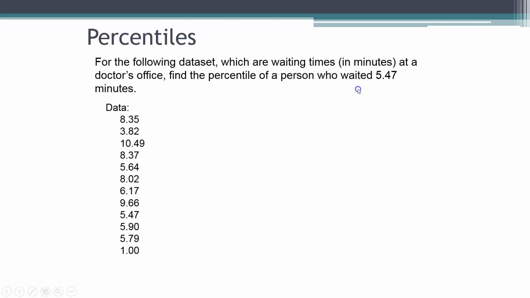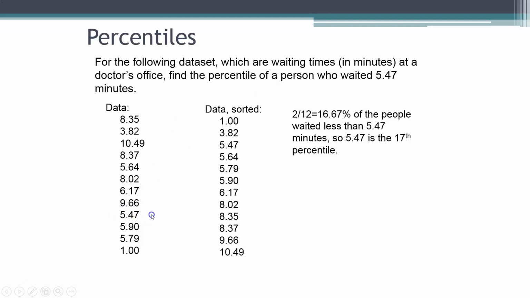So if we want to find the percentile of somebody who waited 5.47 minutes, that's this person right here, we first have to put the data in order from least to greatest, and then we just have to calculate what percent of people waited less than 5.47 minutes. Well, 5.47 is right here. We just have 2 out of, there are 12 observations. So 16.67%, and we always round that to the nearest percentile. So that's the 17th percentile.